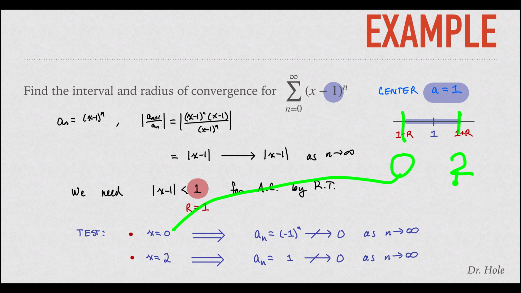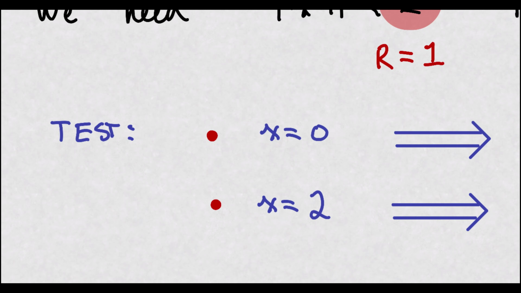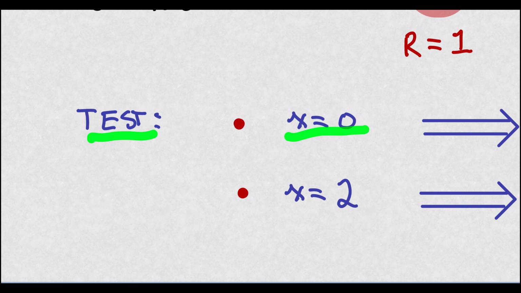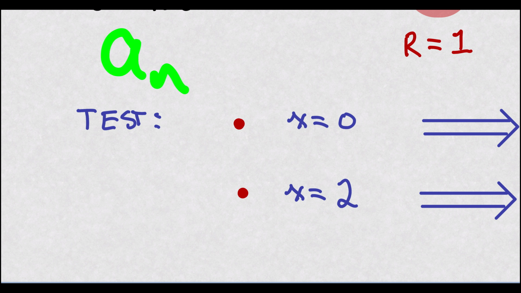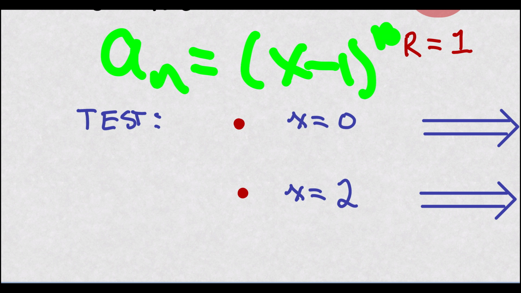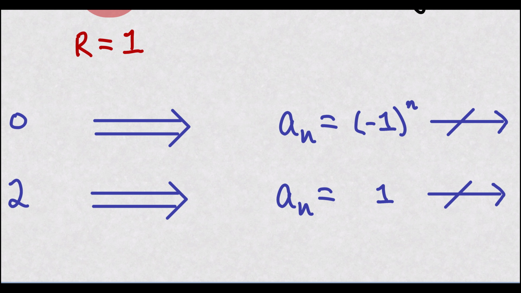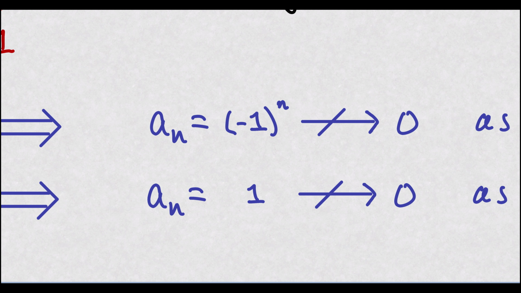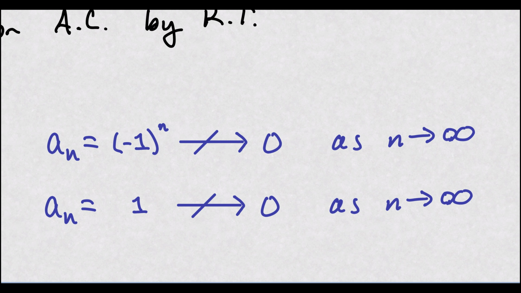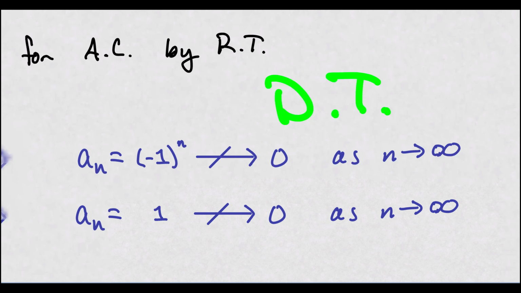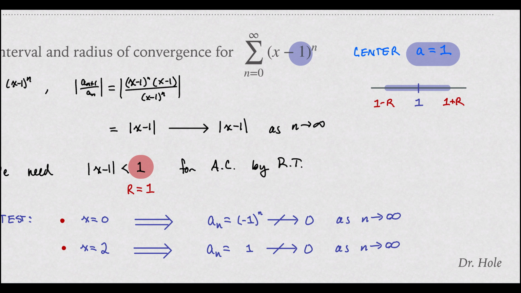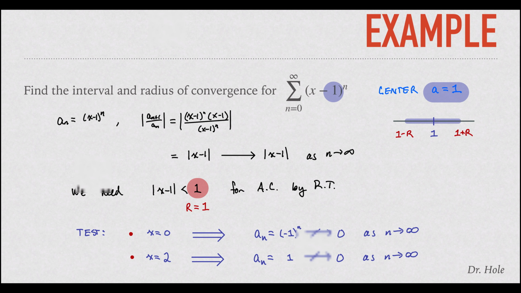So you have to check each of these. I'm calling that a test. Test, do we have convergence at 0? Test, do we have convergence at 2? Remembering that a sub n is (x minus 1) raised to the n, plug in 0, you'll get negative 1 to the n. Plug in 2, you'll get 1. Look at how those behave in the limit. Neither of them goes to 0 as n goes to infinity. Thus, we can apply the divergence test, and we include neither in the interval of convergence.